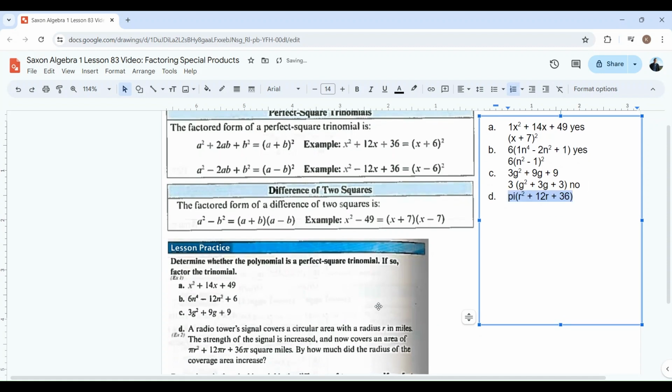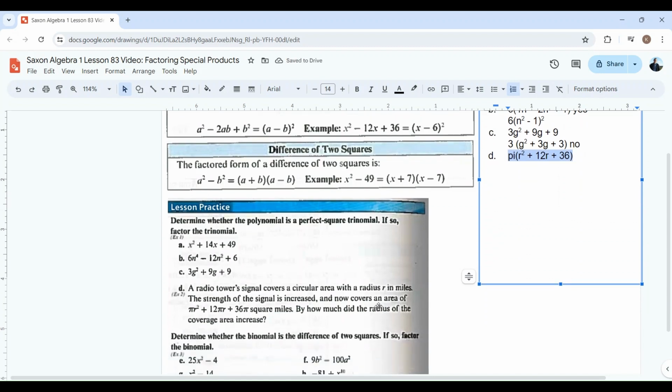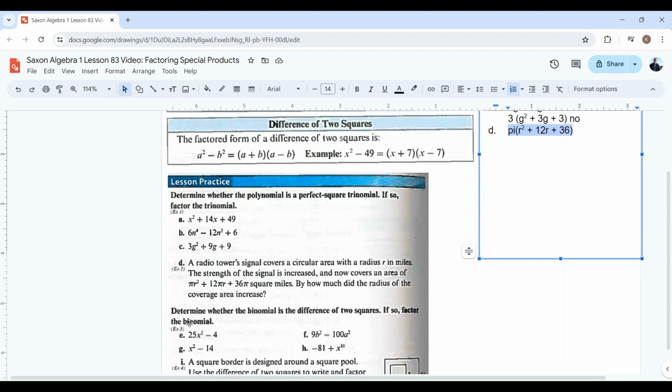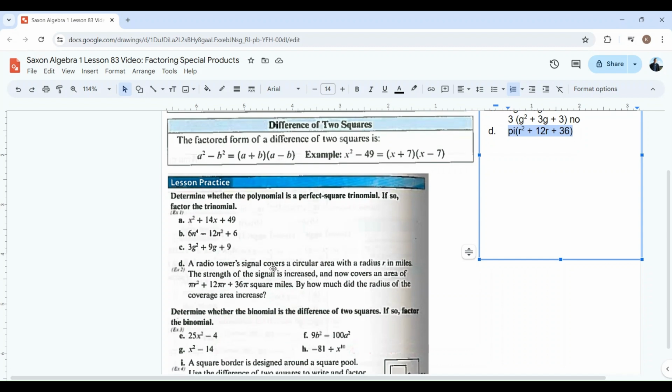So we're going to move on to letter D. Okay, I just wrote the main part of the problem up here. In letter D, it says a radio tower signal covers a circular area with a radius r in miles. Okay, so the radius is r. What do you suppose the area of that radio tower's coverage is if the radius is r? The area would be pi r squared. Pi r squared is the area of a circle. So this is going to cover a circular area of pi r squared.